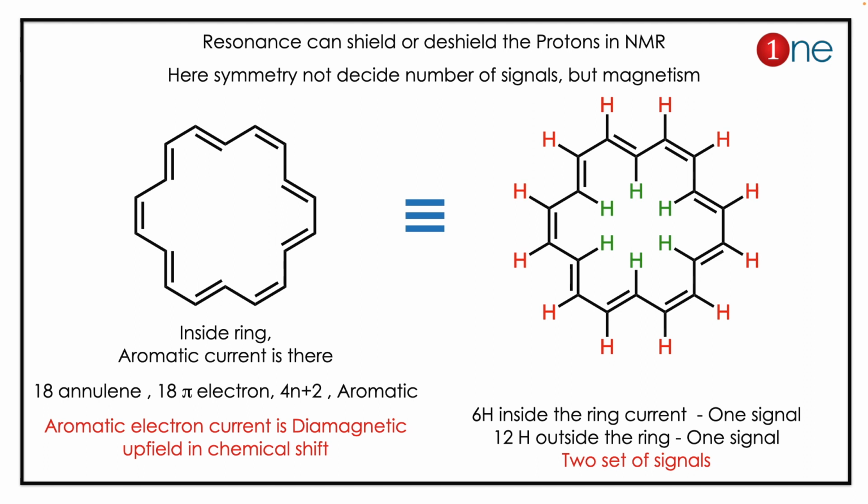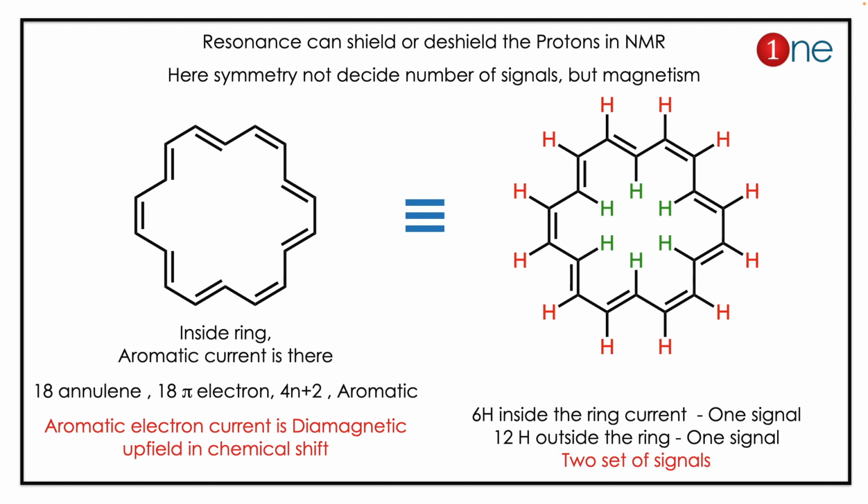If you do it, you will see the protons outside the ring periphery and inside the ring. Here the protons inside the ring will have shielding due to the ring resonance. So inside protons will behave differently than the outside protons. The annulene system is aromatic, so the ring current is diamagnetic. Outside protons will come around 7. Inside protons will be highly shielded.